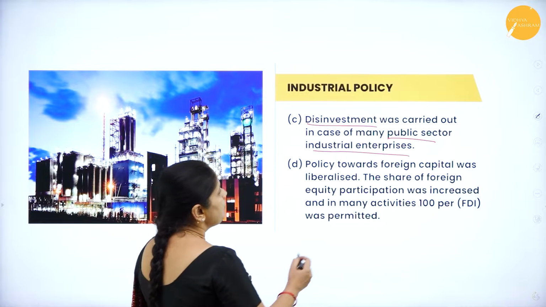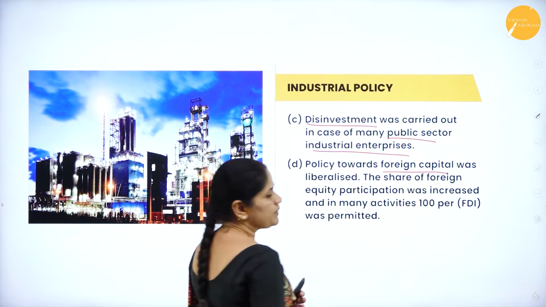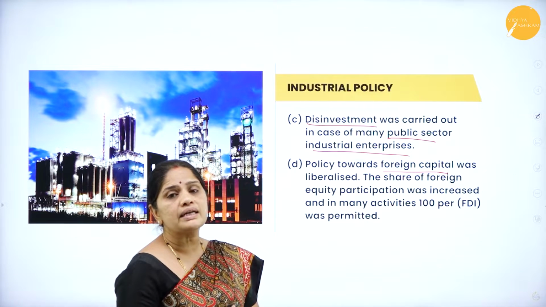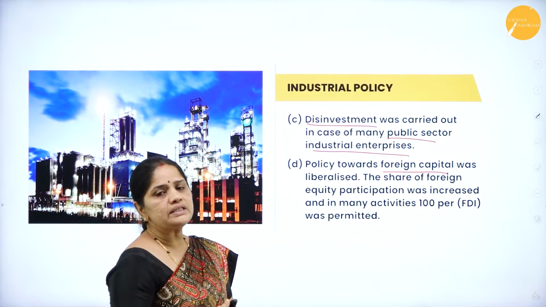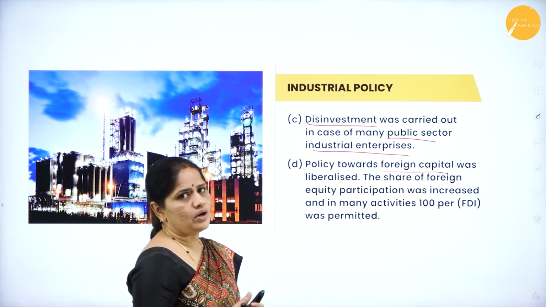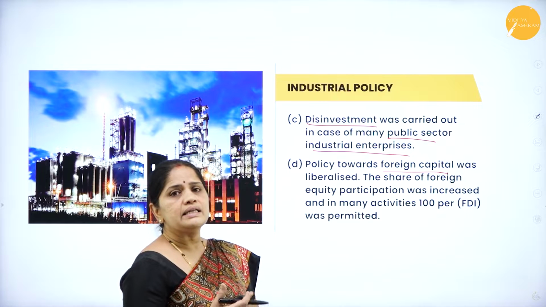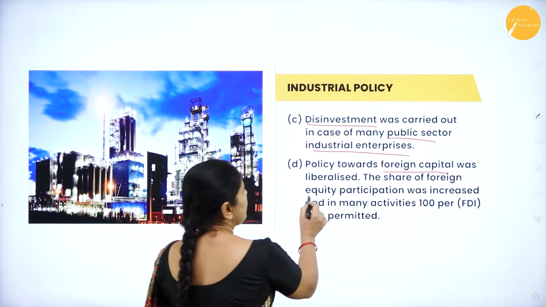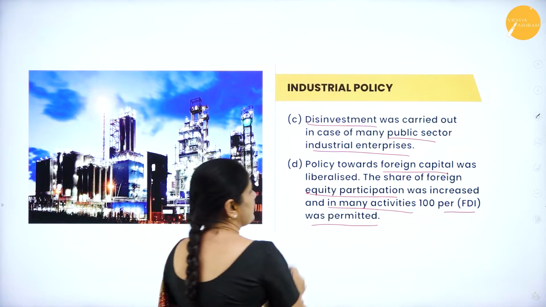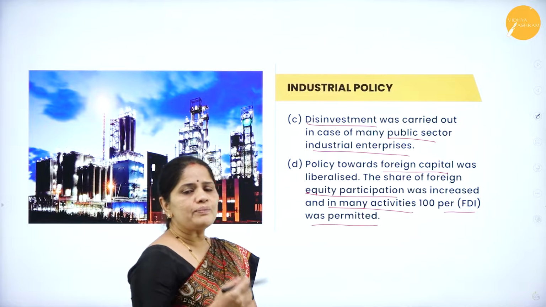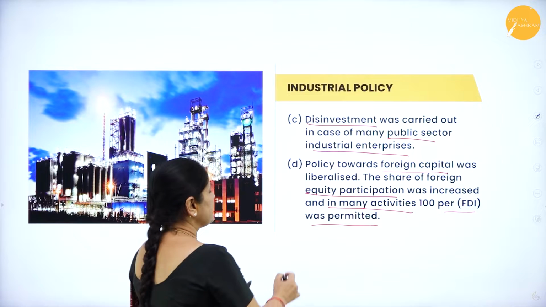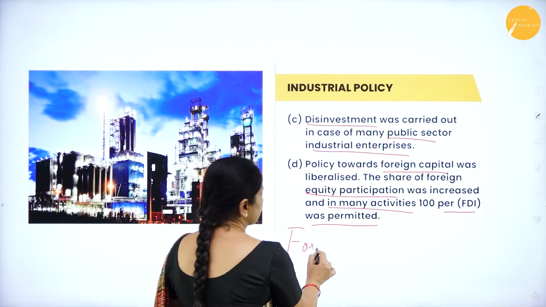Then the next one is policy towards foreign capital. Before 1991, India had just locked all its doors and was not allowing any foreign capital to enter India. After the policy of 1991, it welcomed foreign capital from abroad. So whoever wanted to invest in India could invest. The share of equity participation was increased in many activities. FDI was permitted, and many industries were started with 100% FDI. What is the meaning of FDI? FDI means foreign direct investment.